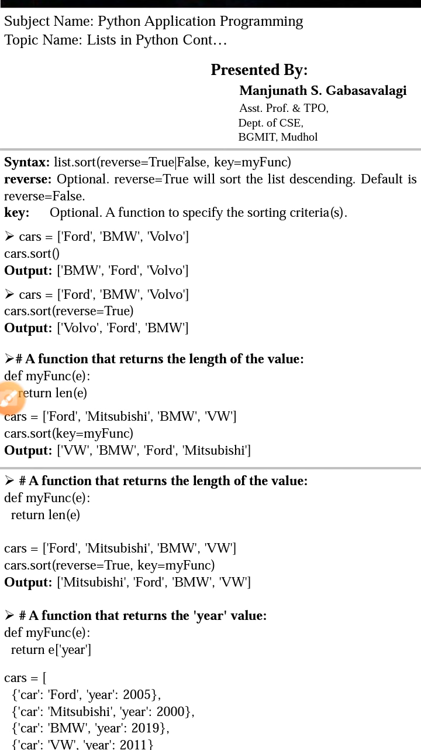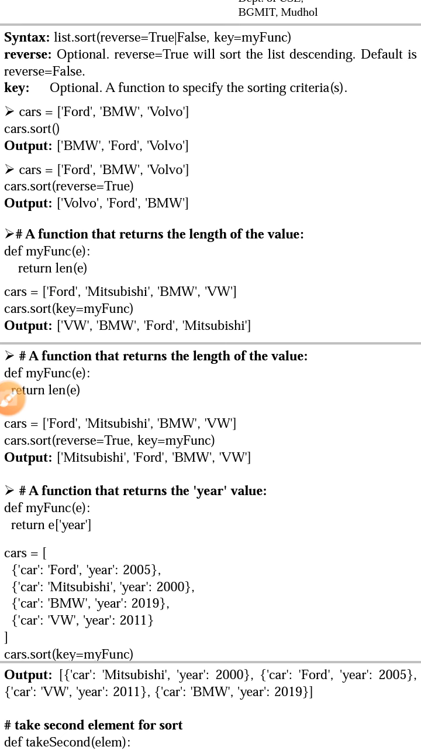If my intention is to reverse my list elements in descending order, then what I will say is reverse equal to true. In the next example, take again the same list cars which has the same three elements: Ford, BMW, Volvo. This time, while calling the sort function on the list, that is cars dot sort, along with that I am saying reverse equal to true. Hence, our list elements are sorted in descending order, which is shown in the output, that is Volvo, Ford, BMW.